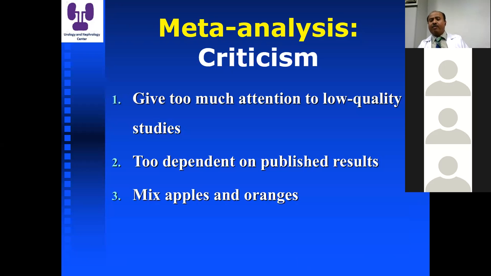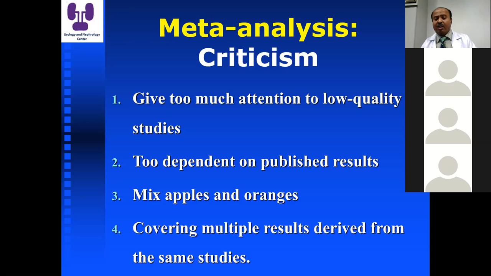Sometimes there is heterogeneity. If I want to say I have 10 oranges, should I combine 5 oranges and 5 apples, or should I combine 5 oranges and 5 oranges? Oranges. So if I mixed orange plus apple plus tamaya, it will be a mix. So mixing apples and oranges means that we are dependent on heterogeneous studies. The study design is not similar. Populations are different, or the methodology is different. So this means heterogeneity.